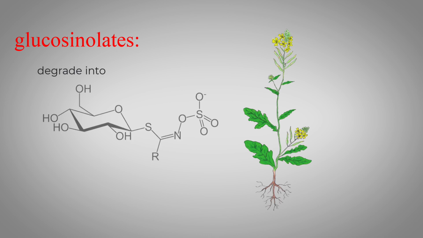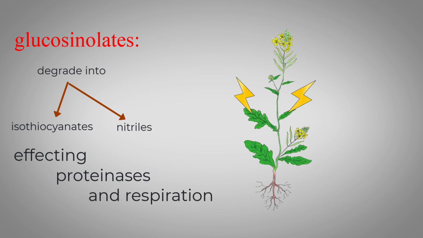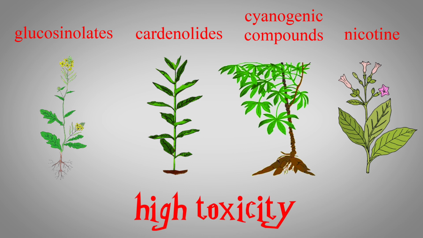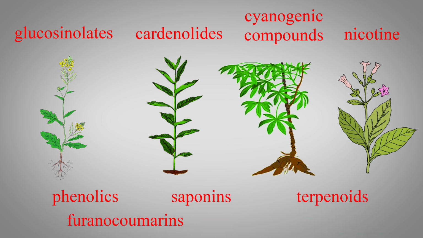Similarly, glucosinolate compounds in mustard plants degrade into toxic byproducts when the leaves are damaged, effectively targeting herbivore protein and respiratory systems. These examples highlight how qualitative defenses rely on their high toxicity and immediate effects to deter herbivory. And there are a wide variety of other qualitative defenses that have varying degrees and mechanisms of impact.